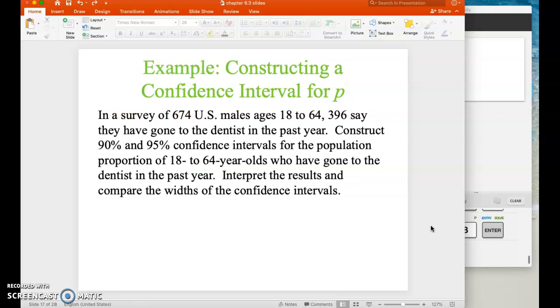Let's look at another example. In a survey of 674 US males aged 18 to 64, 396 say that they have gone to the dentist in the past year. Construct 90% and 95% confidence intervals for the population proportion of 18 to 64-year-olds who have gone to the dentist in the past year. Interpret the results and then compare the widths of the confidence intervals.